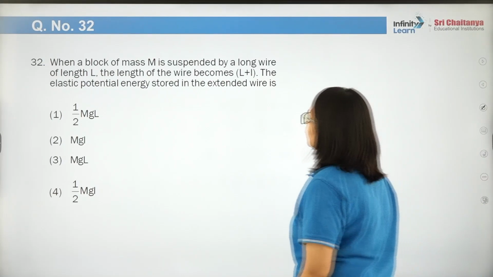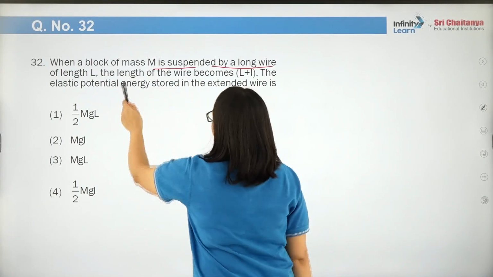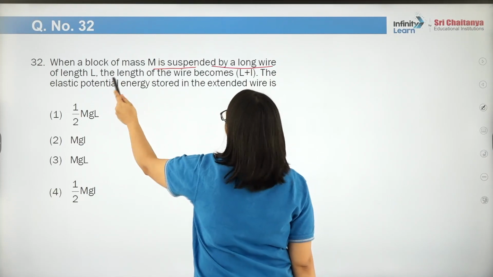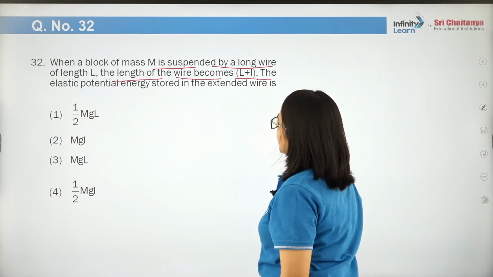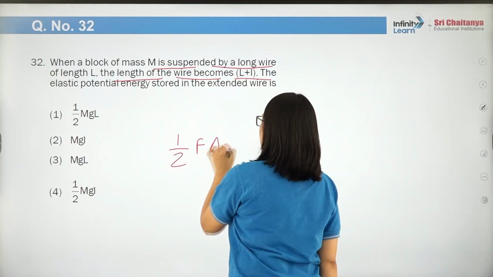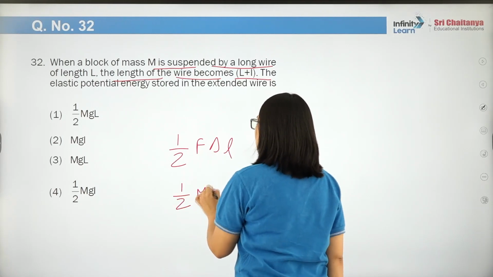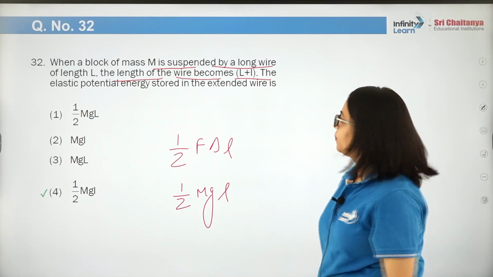Question number 32. When a block of mass m is suspended by a long wire of length L, the length of the wire becomes L plus delta L, L plus small l. The elastic potential energy stored in the extended wire is, so it is half F delta L, so it is half mg into extension in the wire is L. So correct answer is option 4.